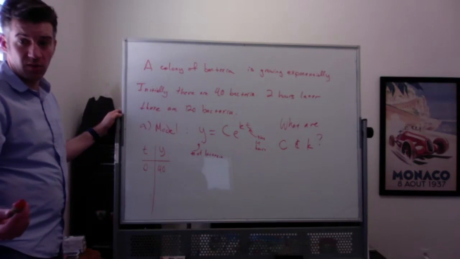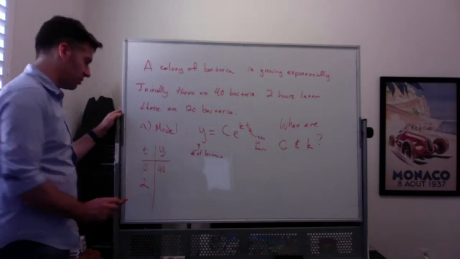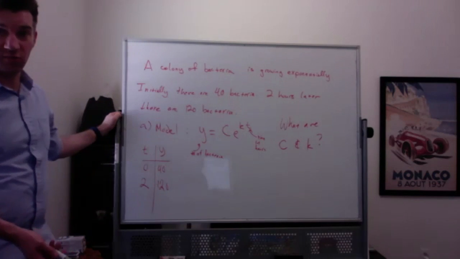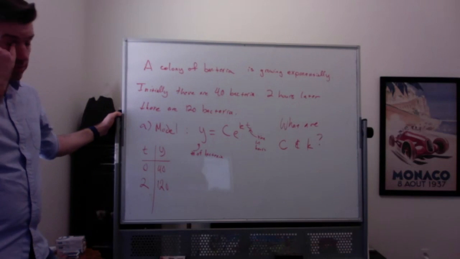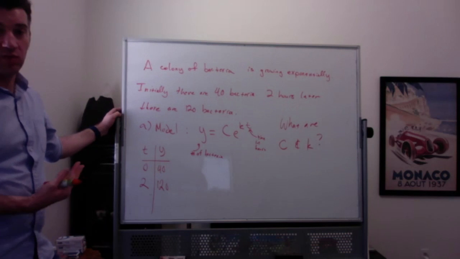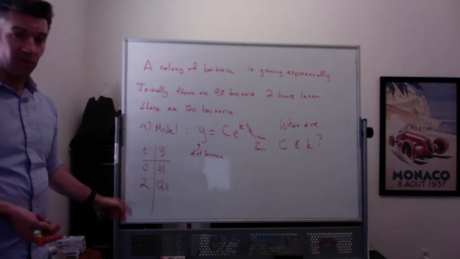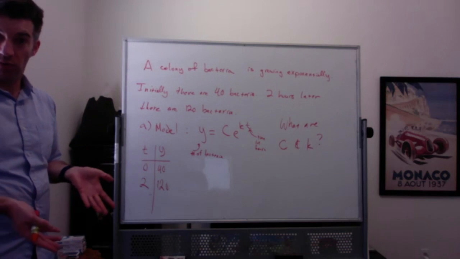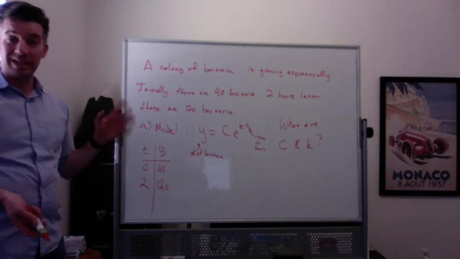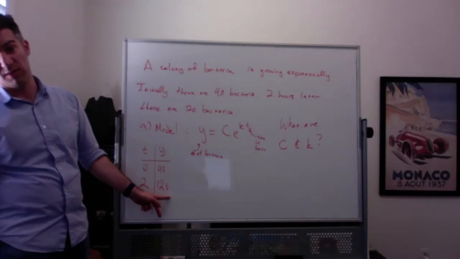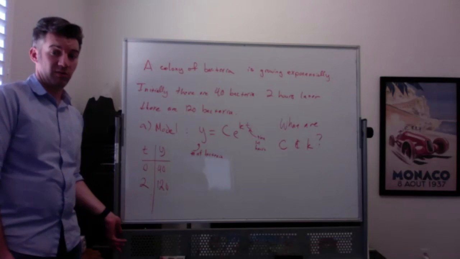I also know that after 2 hours, the amount of bacteria is 120. I could actually use this information to say more. I can see that every 2 hours, this population is going to triple. So although I don't need this, you could say time equals 4 hours, the population would be 360. And another 2 hours later, it would be triple again.